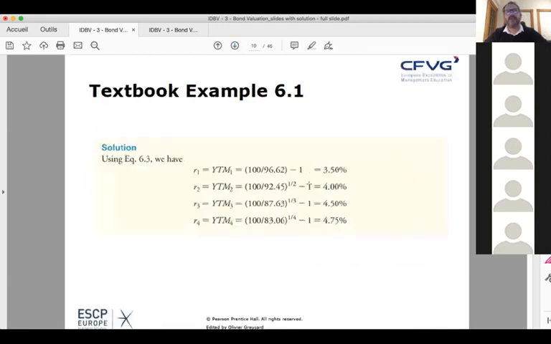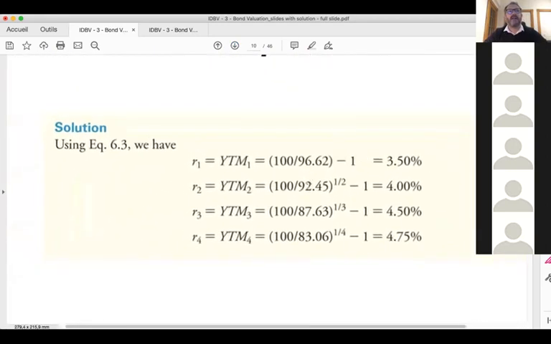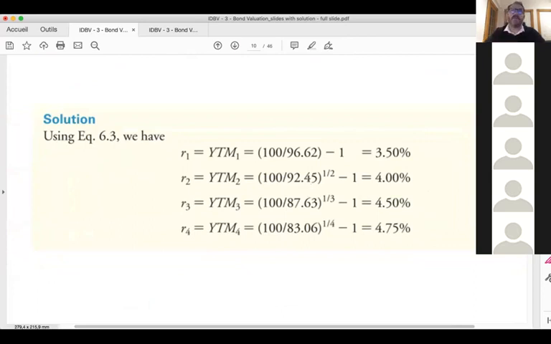Here you can see it. For 1 year, we did that already: 100 divided by 96.62, exponent 1 divided by 1, minus 1. So it's 3.5%. And then for 2 years, please remember that there is only one cash flow to receive from the zero coupon bond. It's 100, but instead of being in 1 year, it's in 2 years. So you have to discount the amount for 2 years.